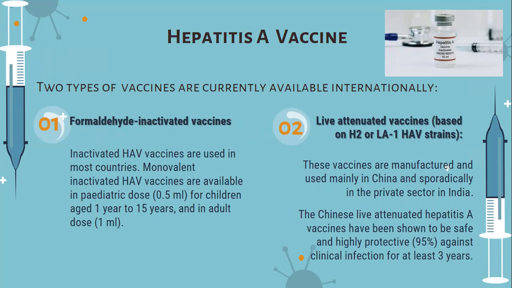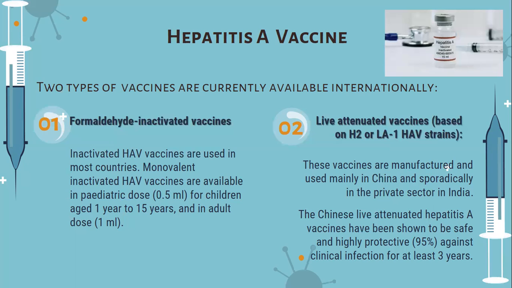The monovalent inactivated hepatitis A virus vaccines are available in a pediatric dose, in which it is 0.5 ml, and available for children aged 1 year to 15 years old, and also available for adults. So, pangkalahatan talaga.